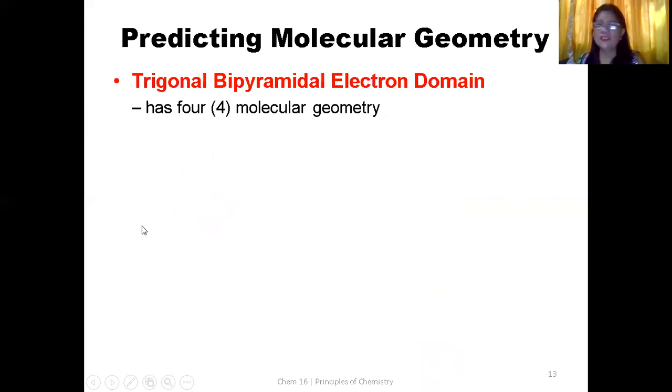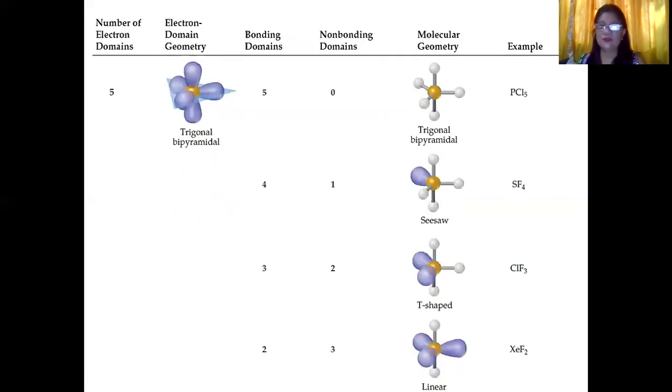Then, how about the trigonal bipyramidal? So this is the trigonal bipyramidal. An example is PCl5. Okay. The PCl5, this is your phosphorus. There are 5 atoms of chlorine. So looking into this, how many electron domains? There will be 5, that is 1, 2, 3, 4, 5. Then how many bonding domains? 5 also, 1, 2, 3, 4, 5. There is no lone pair. And this is the trigonal bipyramidal.